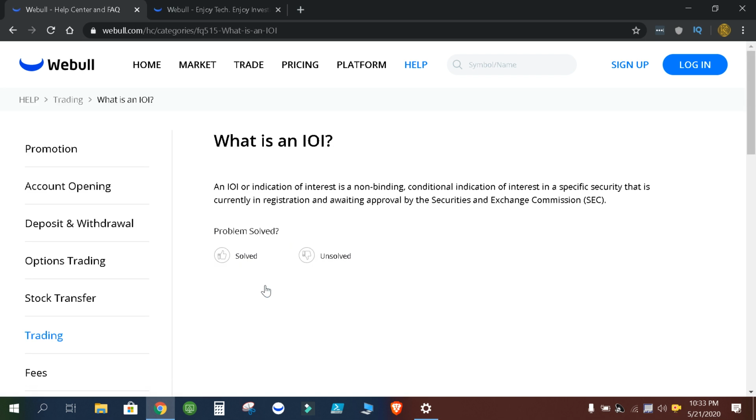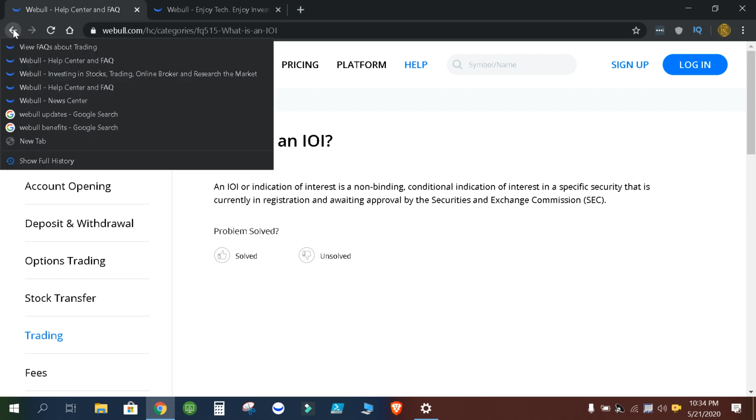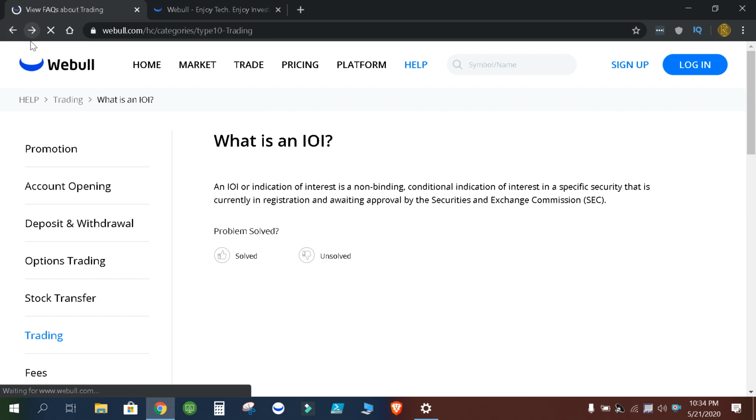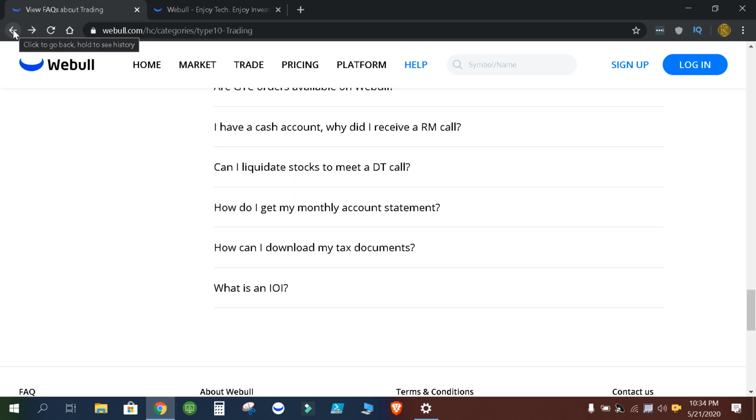Let's see here. IOI. I'm not even sure what this is. IOI, indication of interest, is a non-binding condition. Indication of interest in a specific security that's currently in registration and awaiting approval. Yeah, I don't think any of us are going to encounter IOI, at least I don't think we are. So let's just go ahead and disregard that one. Okie dokie.